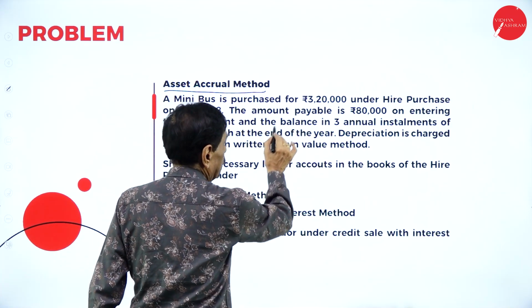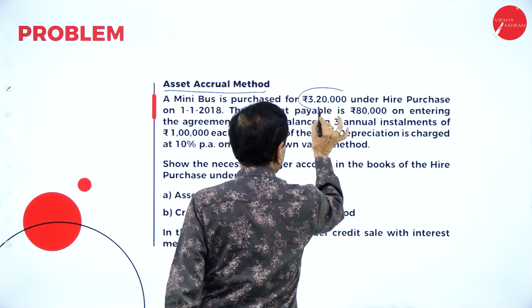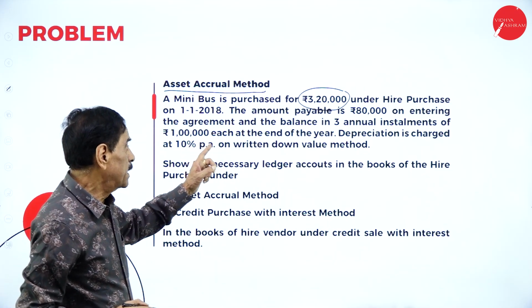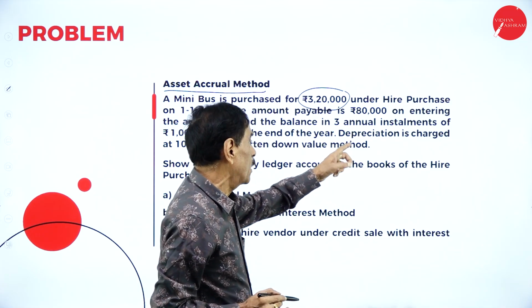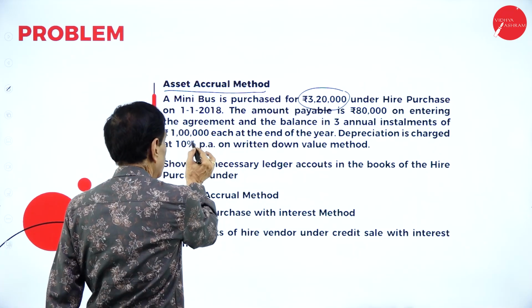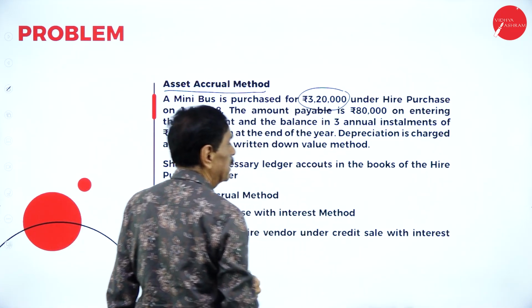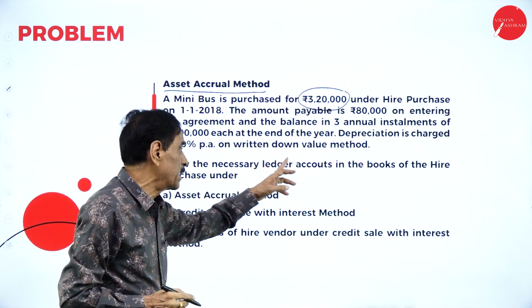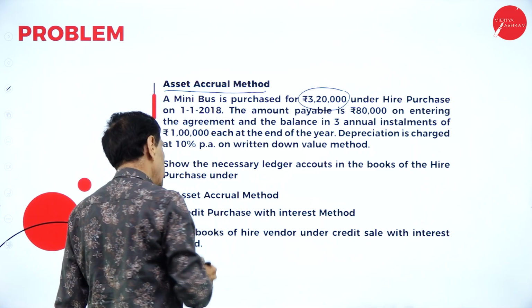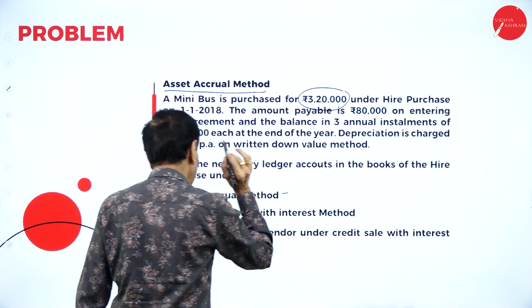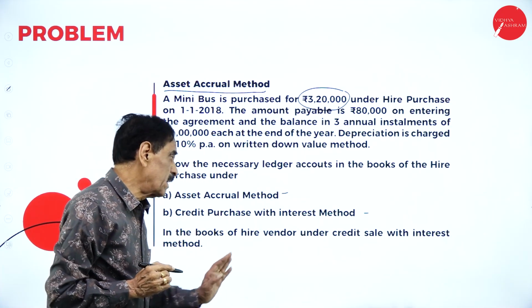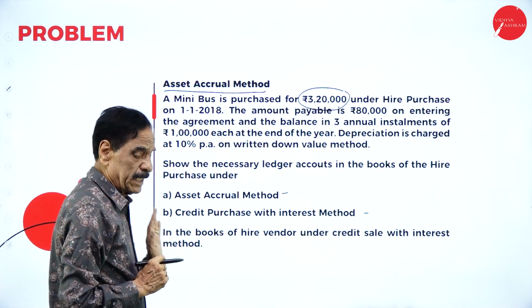A minibus is purchased for 3,20,000 under hire purchase on 1/1/2018. The amount payable is 80,000 on entering the agreement and the balance in 3 annual installments of rupees 1 lakh each at the end of the year. Depreciation is charged 10% per annum on written down value method. Show the necessary ledger accounts in the books of hire purchaser under asset accrual method and credit purchase interest method, and in the books of hire vendor under credit sale with interest method.